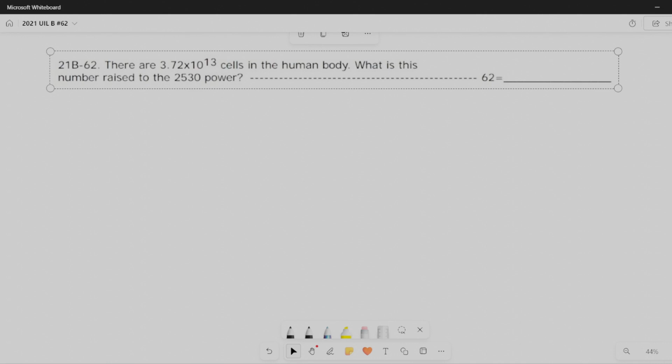All right, our final problem for you to try, and I'll fast forward my work, and you can check your work against mine, is from the year 2021, the UIL B release, number 62. And it states, there are 3.72 times 10 to the 13 cells in the human body. What is this number raised to the 2,530 power? Wow, that's got to be a very big number. So go ahead and pause your video, see if you can deal with this problem, and we'll check your work against mine. Okay, go ahead and pause your video.